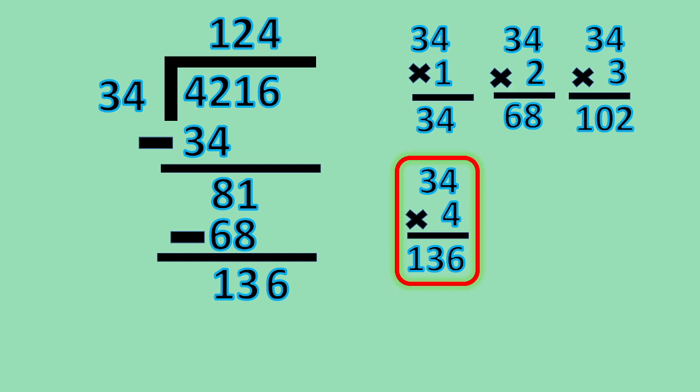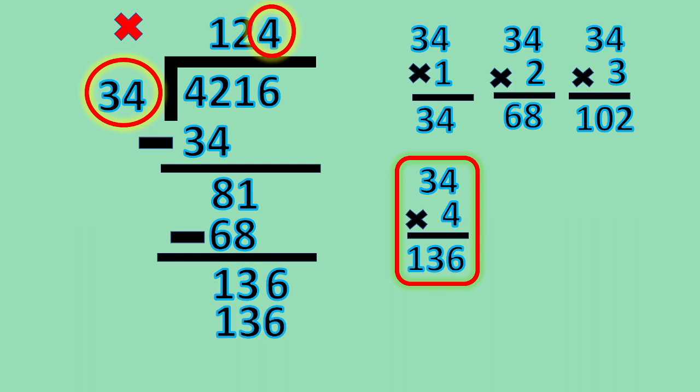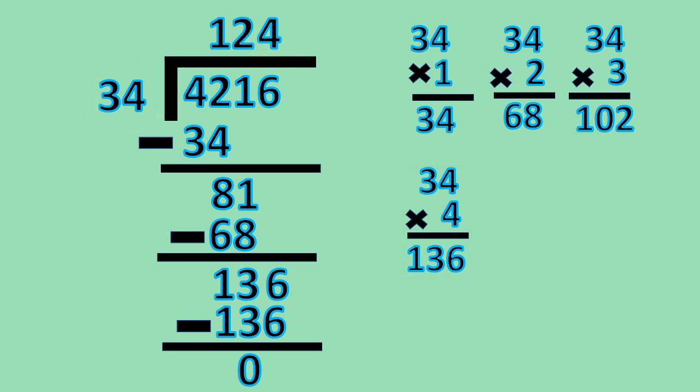We write the 4 above the 6. So 34 times 4 is equal to 136. Now, subtract 136 minus 136 is equal to 0. Since we are not left with any digit of the dividend to bring down, so we are done. So the quotient is 124.